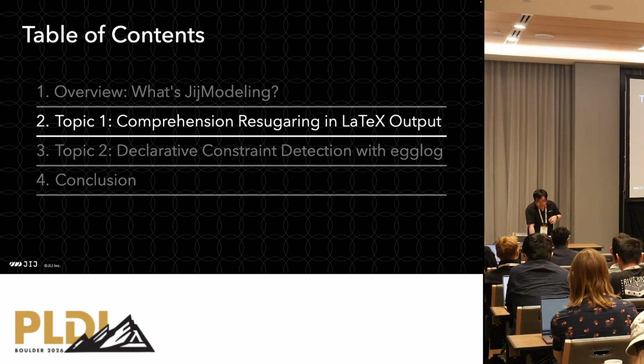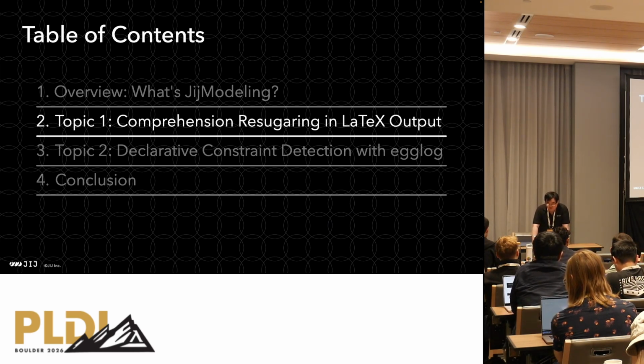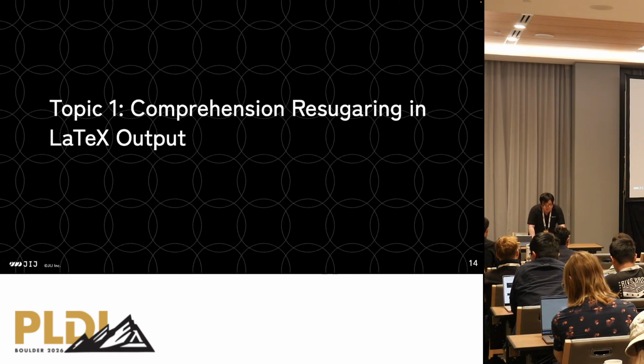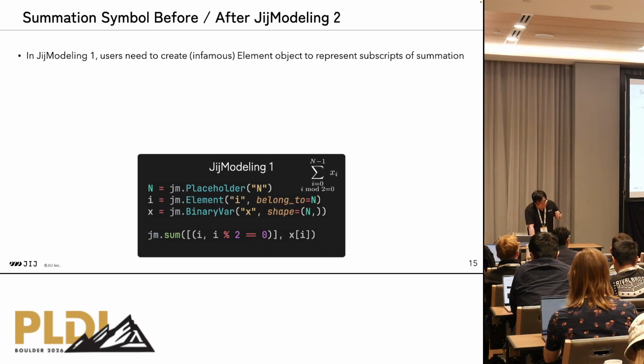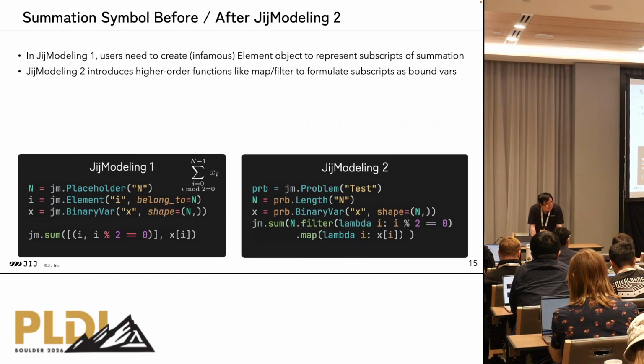Okay, so let's go on to the first topic, comprehension resugaring in math output. As background, we first discuss the treatment of summation symbols or bound variables in JijModeling 1 and 2. Previously, users had to create an artificial element object, i here, together with its domain N here, and this kind of artificial syntax is really unpopular. So we introduced higher order functions such as map, filter, or flat map so that subscripts can now be represented as bound variables.